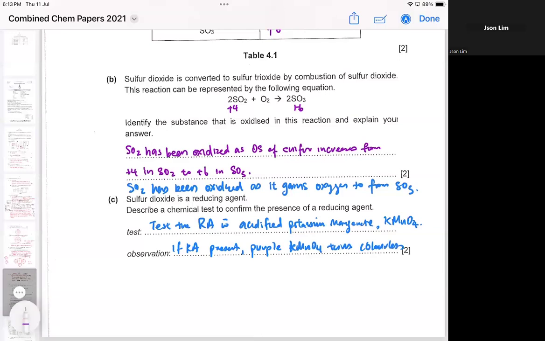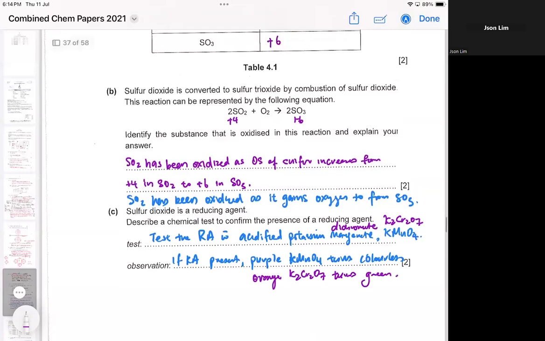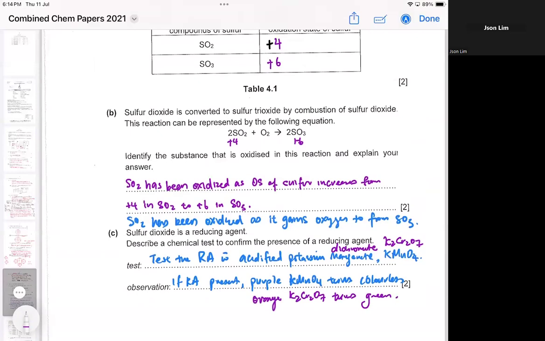Alternatively, you can also use potassium dichromate. So if the reducing agent is present, this potassium dichromate, which is K2Cr2O7, okay, if you use dichromate, then the observation will be orange potassium dichromate turns green. Okay, both are acceptable. Okay, that's all for question number 4.